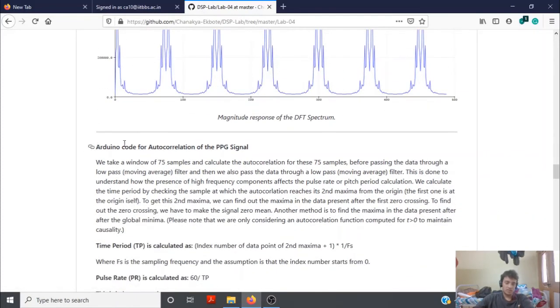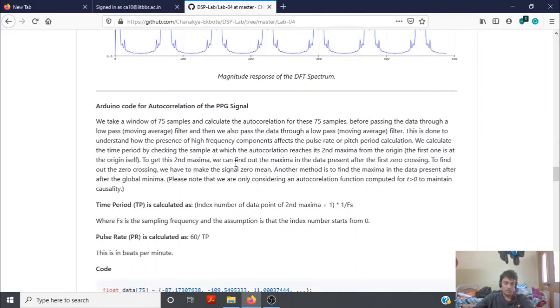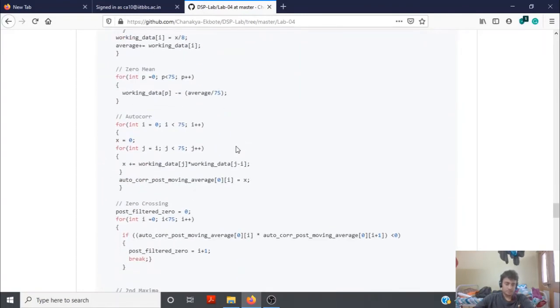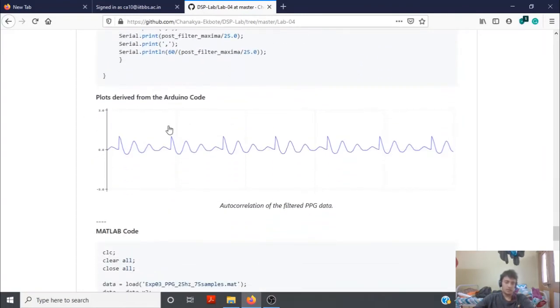Now the Arduino code for the autocorrelation of the PPG signal is something that we have done before, which is more or less the same thing, and I'm not going to go through that because this was done in the last lab. And finally, the plot that we obtained through that is this.